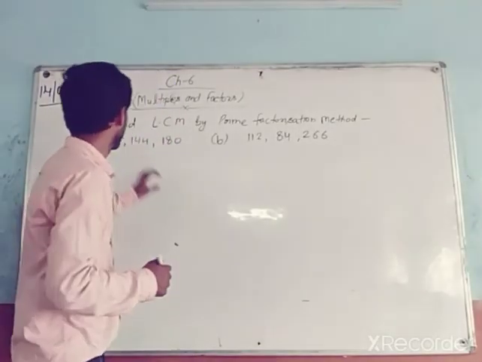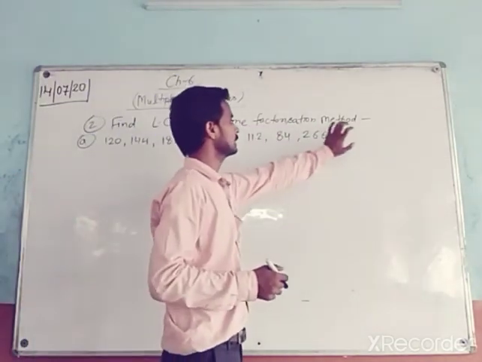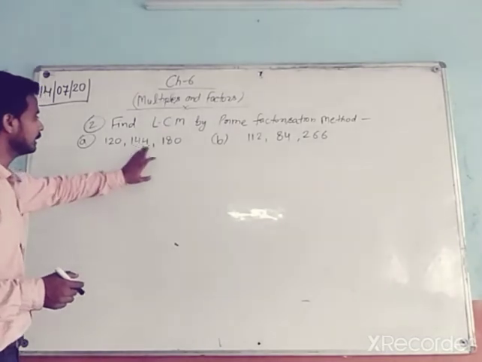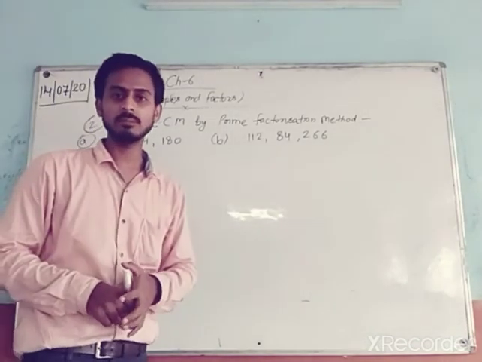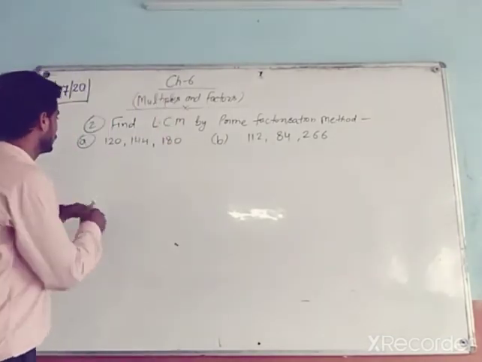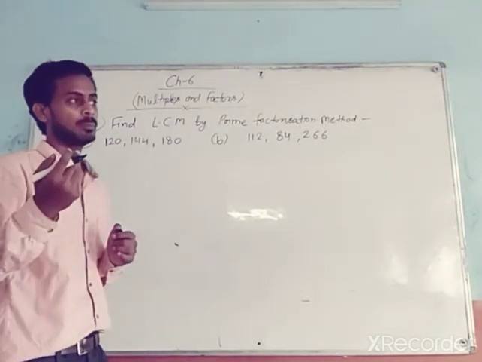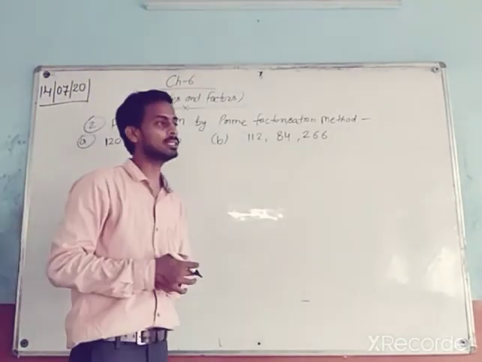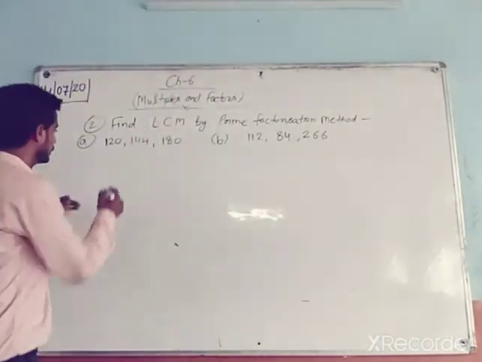Now, next question. Find LCM by prime factorization method. First example, 120, 144, 180. Now how to find LCM by PFM method? See, first of all, same as SCF by PFM. It means find the factors separately. Okay, see.